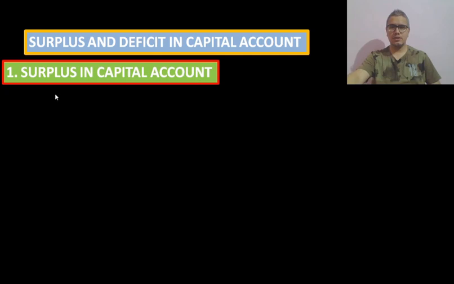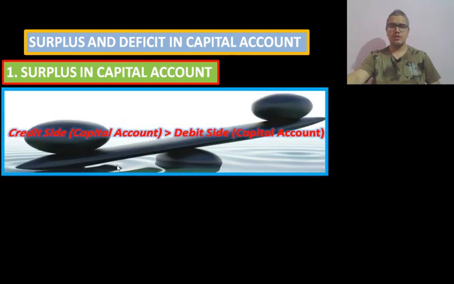Surplus in capital account will occur whenever the credit side of capital account is greater than the debit side of capital account. The only difference from current account is that in place of current account we write capital account. So the credit side of capital account will be greater than the debit side in case of capital account surplus. In case of current account, it is credit side of current account greater than debit side of current account. So we just have to replace the name of the account here.